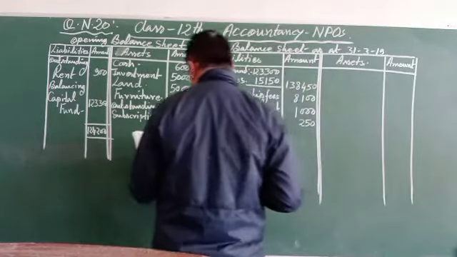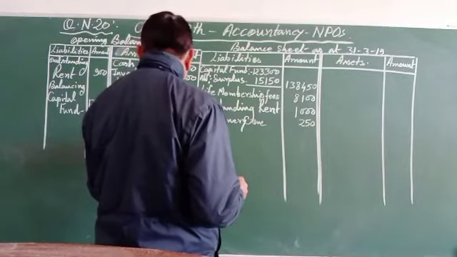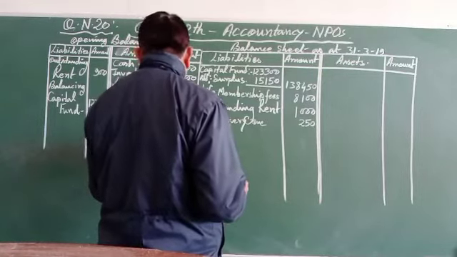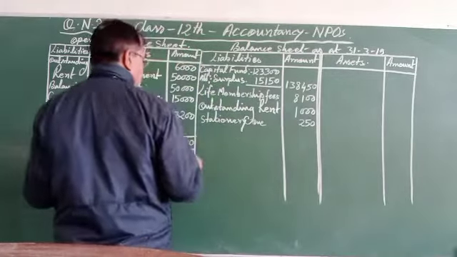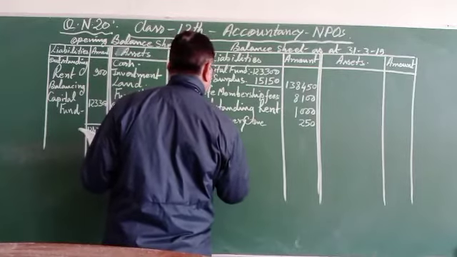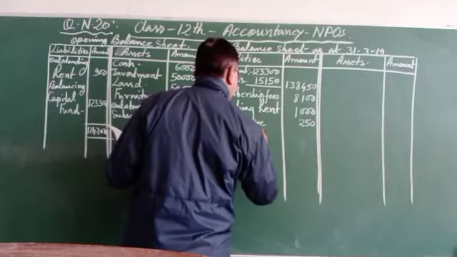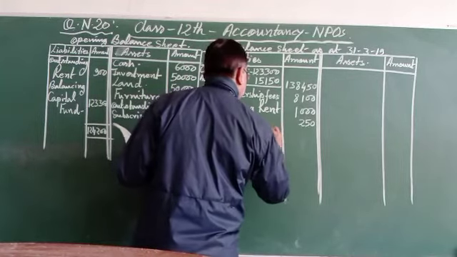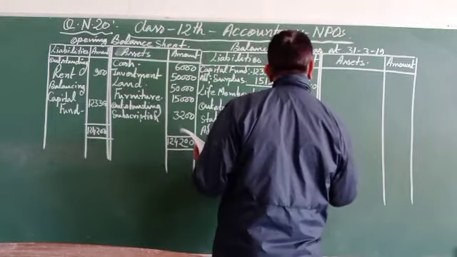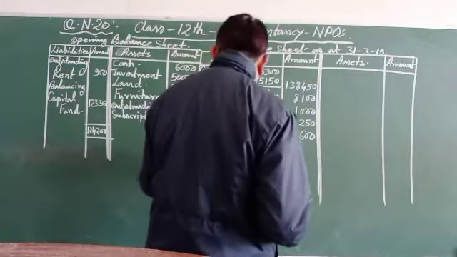Now come to the subscription that is given in advance. Yes, 600 received in advance. So advance subscription for the next year, that is given, 600.